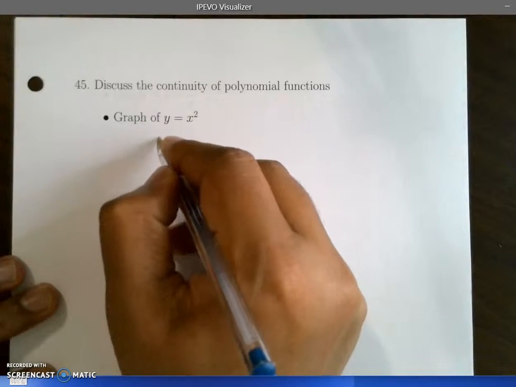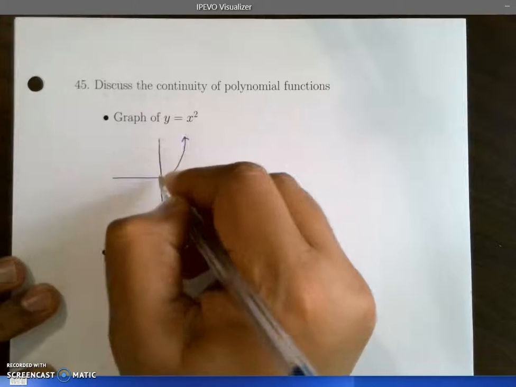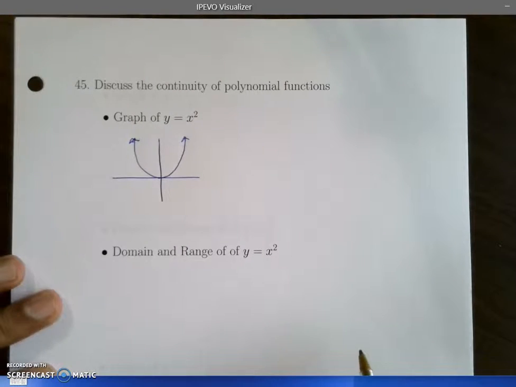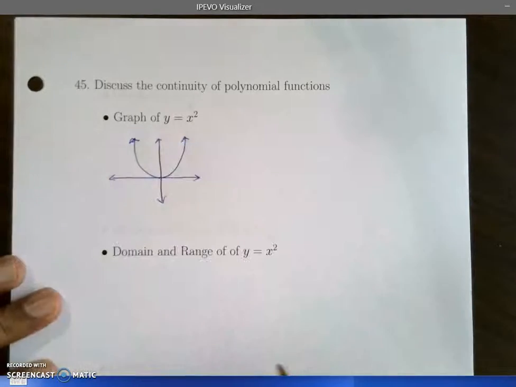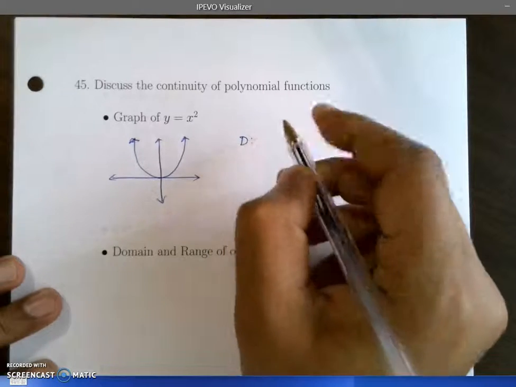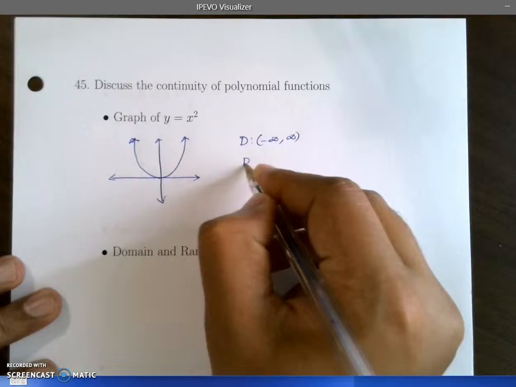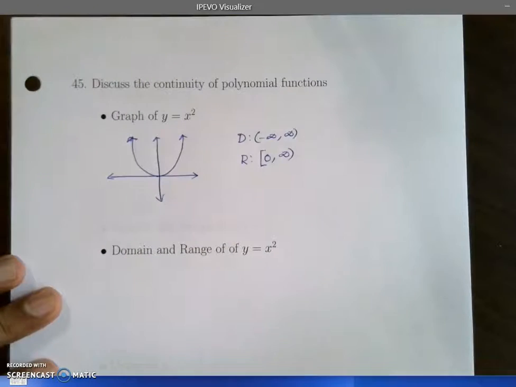The rough sketch of the graph of y equals x squared. Y equals x squared is a parabola. So it is an even function. It is a parabola opening up. So the graph of y equals x squared would look like this. The domain of the function is negative infinity to positive infinity. The range of the function is going to be from 0 to positive infinity.